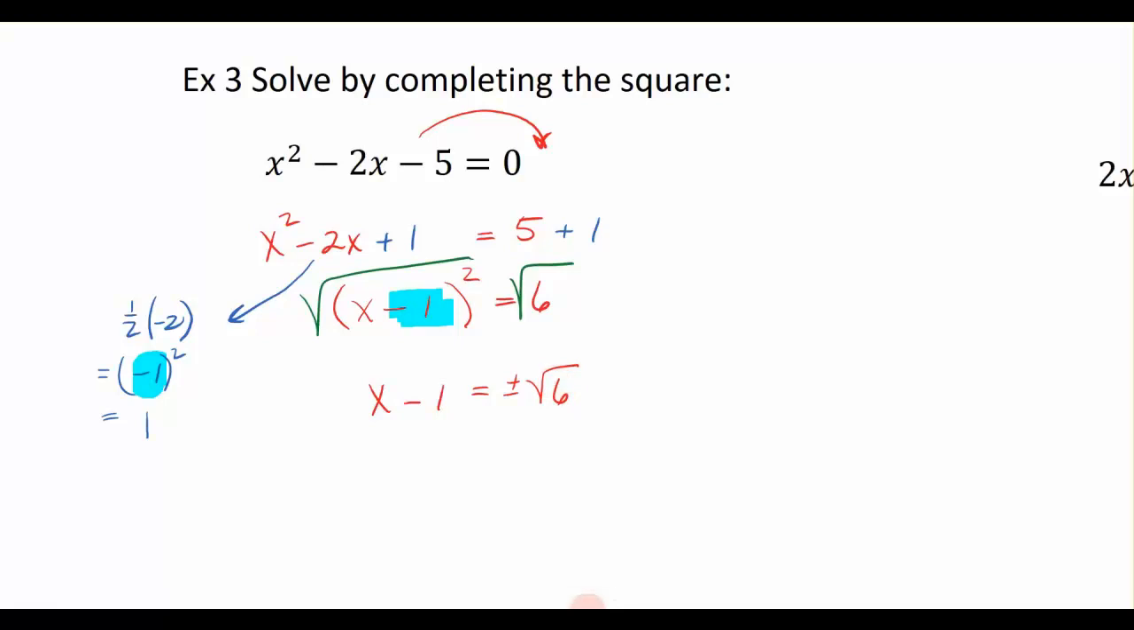Now when I solve for x, getting x by itself by adding 1 to both sides, we can write this as 1 plus or minus the square root of 6. Again, I can get a decimal answer if I take 1, add it to the decimal value of the square root of 6, or 1 minus the square root of 6. This is the exact answer, and a decimal answer would simply be an approximate answer. So there's my two solutions for my quadratic.